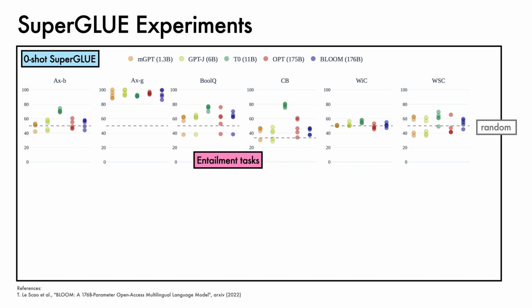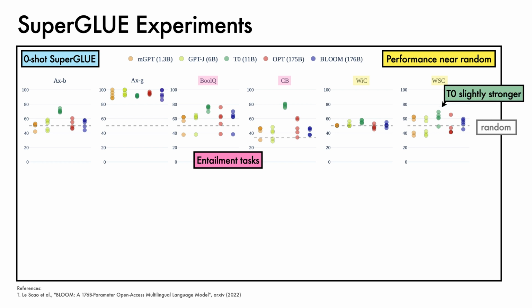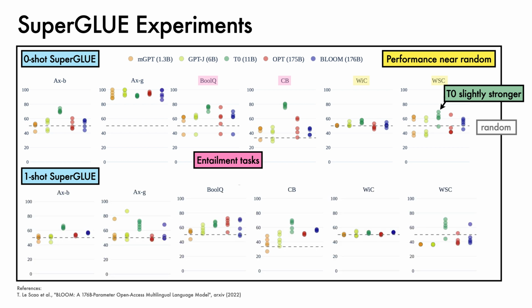On the entailment tasks of Boolean questions and commitment bank, performance is reasonably above chance. But on other tasks such as wording context and the Winograd schema challenge, performance for all models is near random. One outlier is T0, which has been instruction fine-tuned and is consistently stronger. We can also look at one-shot SuperGLUE performance on the same subset of benchmarks. There is a slight reduction in variance across prompts, but we see similar overall trends, with all models still struggling to make headway on the latter two tasks.